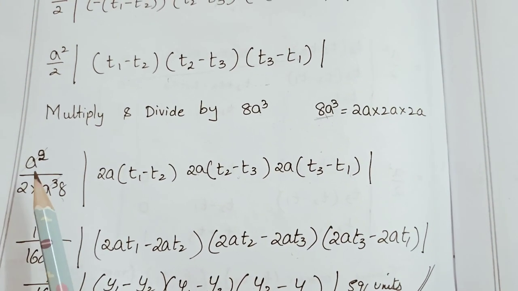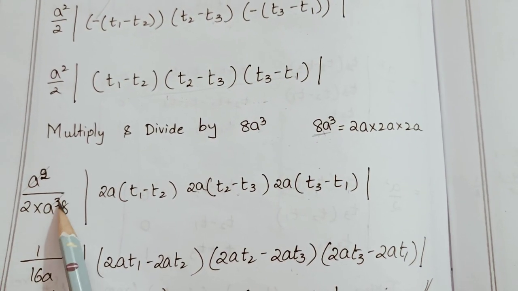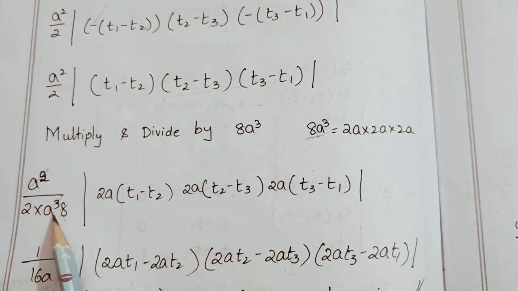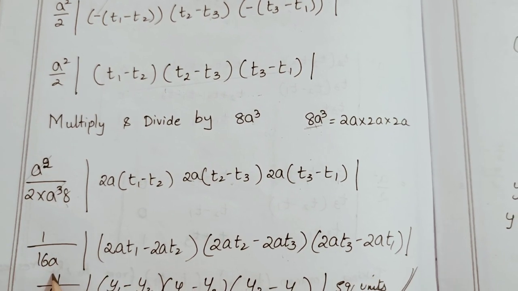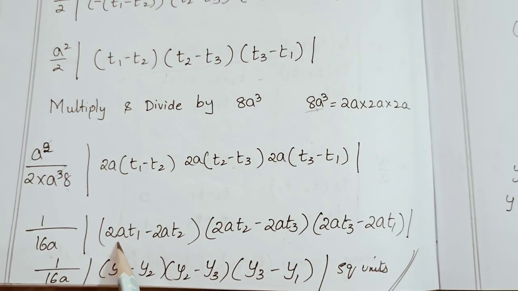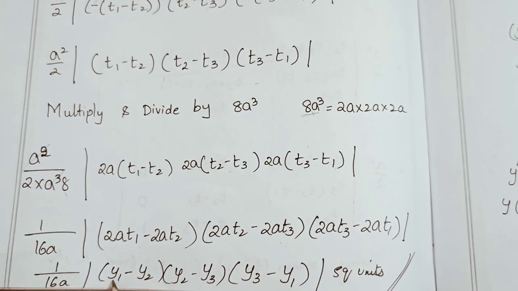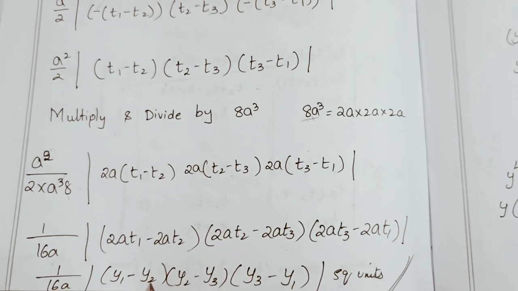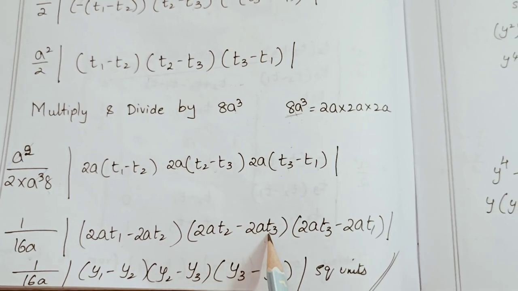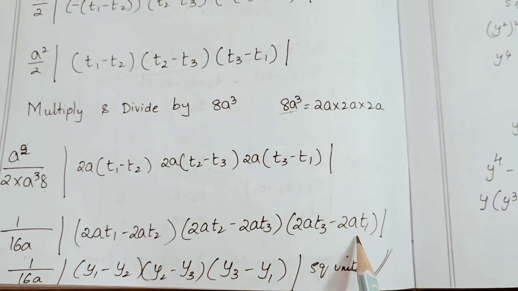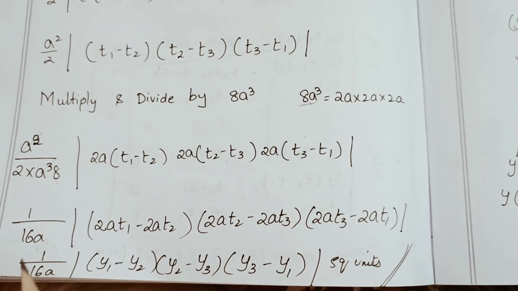Okay, here a square and a cube, only one a will be left in the denominator, and the 2s make 16, 1 by 16a, we got it. Here 2a t1 is nothing but y1, 2a t2 is y2, 2a t3 is y3, so we get y1 minus y2, y2 minus y3, y3 minus y1 square units, hence proved.